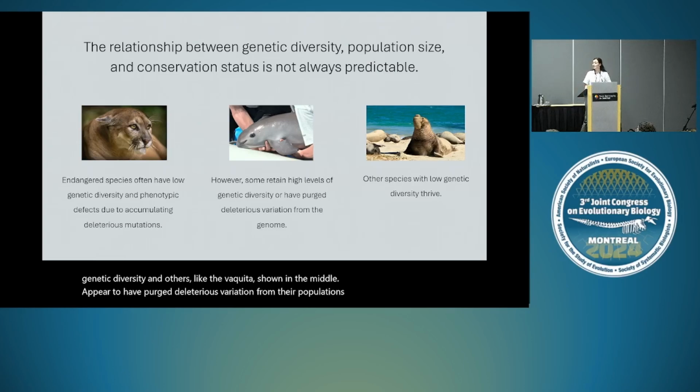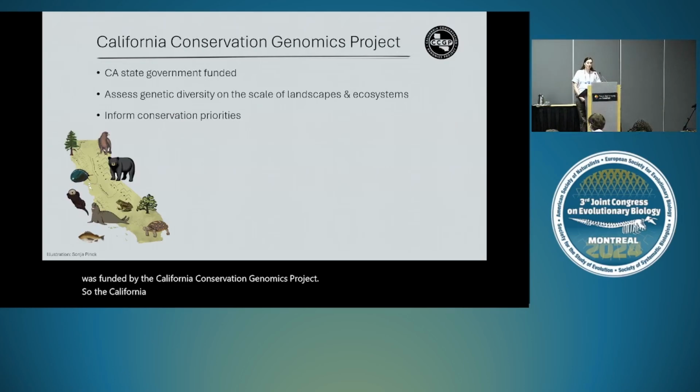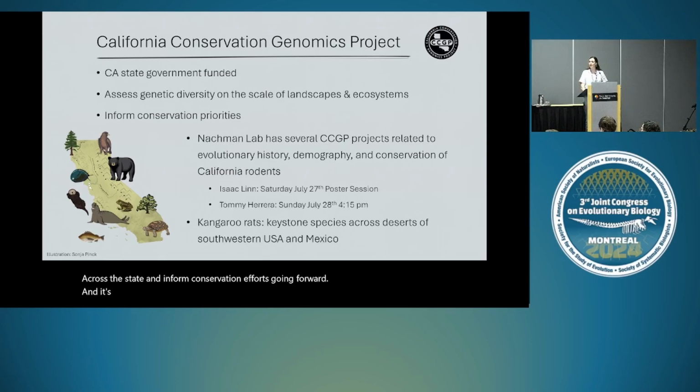So today I'm going to explore this topic across 6 species of kangaroo rats with whole genome sequencing data that was funded by the California Conservation Genomics Project. So the California Conservation Genomics Project, or CCGP, is a big project that was funded by the California state government in 2019, and it's really the brainchild of Professor Brad Schaefer at UCLA. And the goal of the CCGP is to survey genetic diversity broadly across the state and inform conservation efforts going forward. And it's also a big collaboration among PIs from across the University of California system.